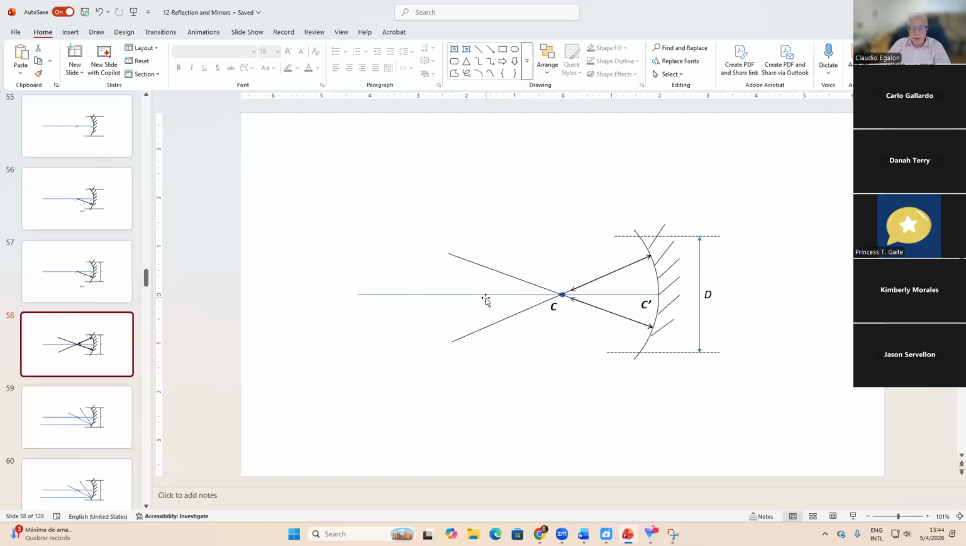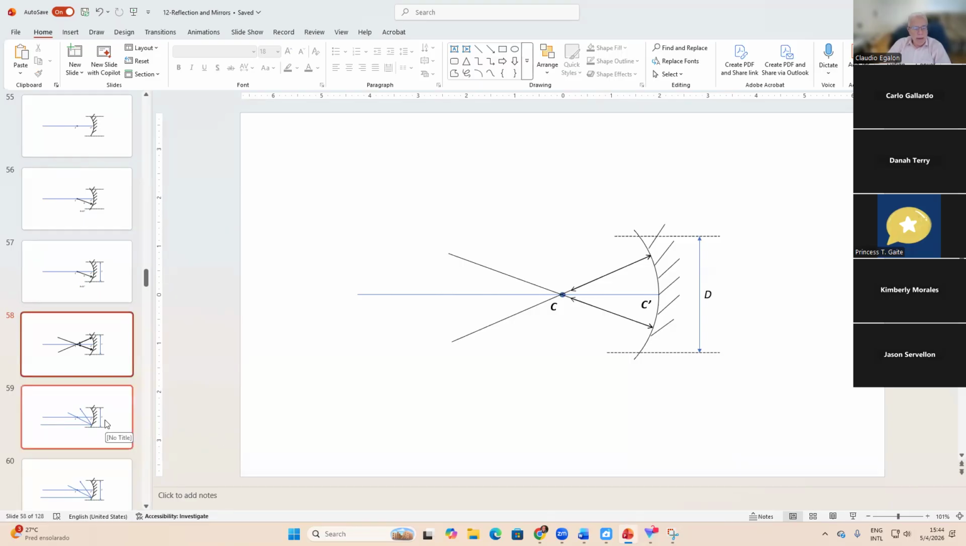Why does it reflect on itself? That's because any light ray that passes through the center of curvature is going to be normal to the surface. Since it's normal to the surface, its angle of incidence is 0 degrees. Angle of reflection must be equal to the angle of incidence. Consequently, the angle of reflection is going to be 0 degrees as well. So the light ray is going to be reflected upon itself.